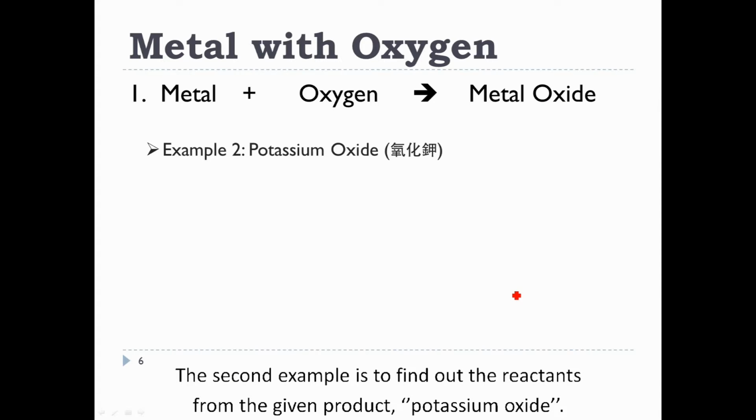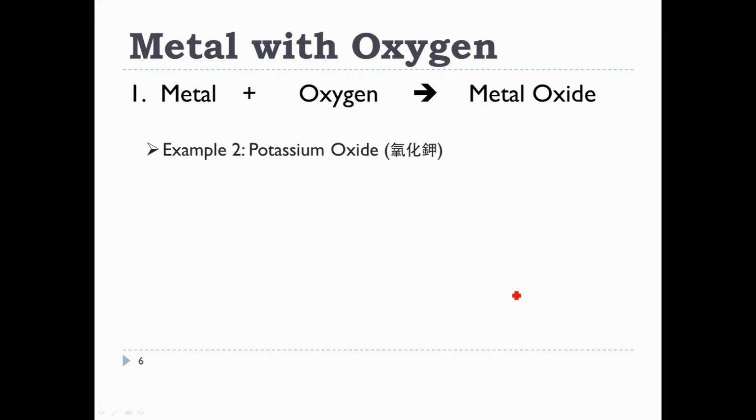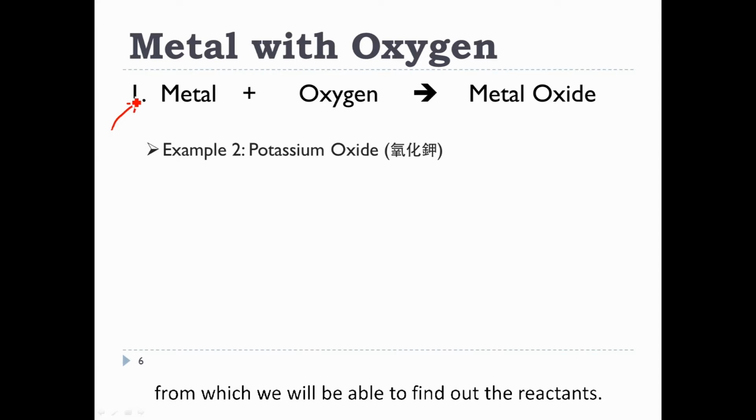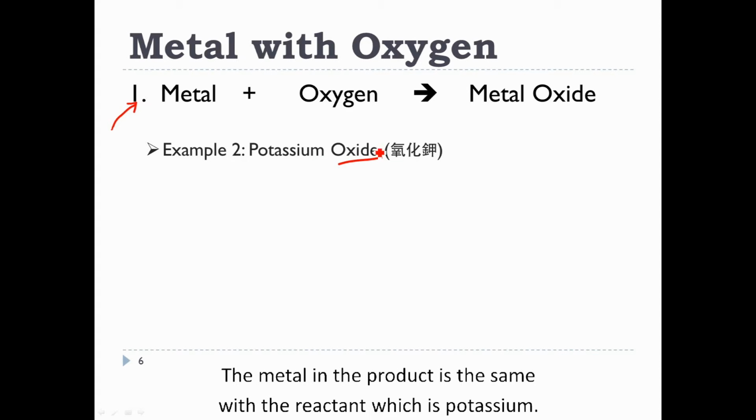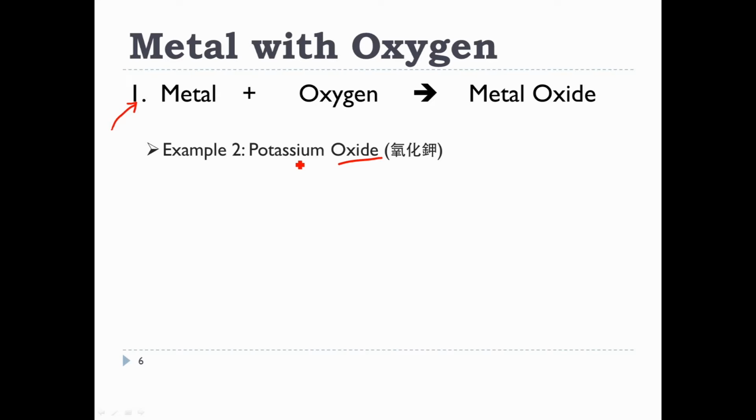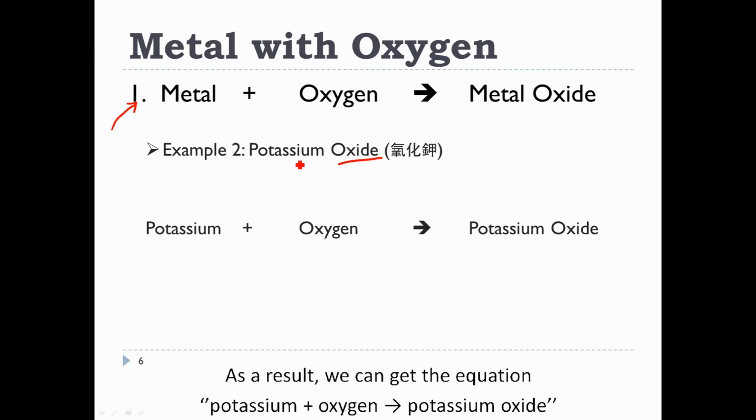The second example is to find out the reactants from the given product, potassium oxide. First, we have to think about the general equation, from which we will be able to find out the reactants. We see that there is oxide in the product, then we know oxygen is one of the reactants. The metal in the product is the same as the reactant, which is potassium. As a result, we can get the equation potassium plus oxygen to give potassium oxide.